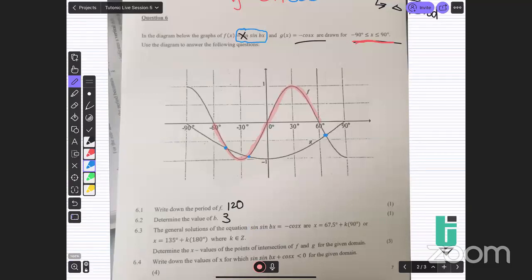And they're giving you the coordinates. They're telling you the general formula. So they're just asking you to work out the x values. So all you have to do is just sub in different values of k. You guys see that? Yeah.